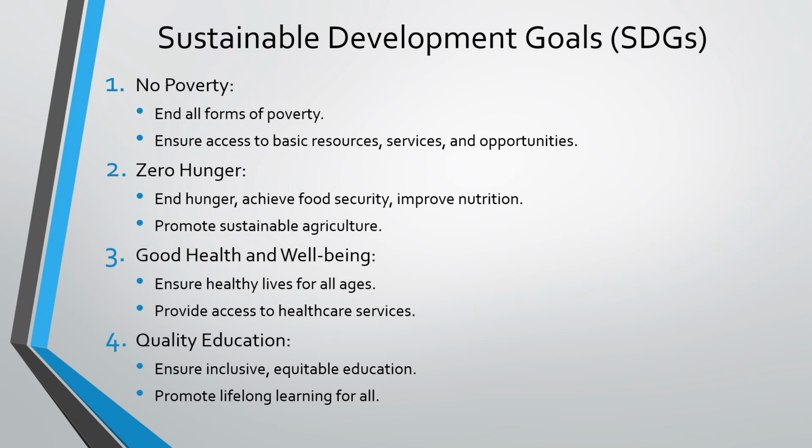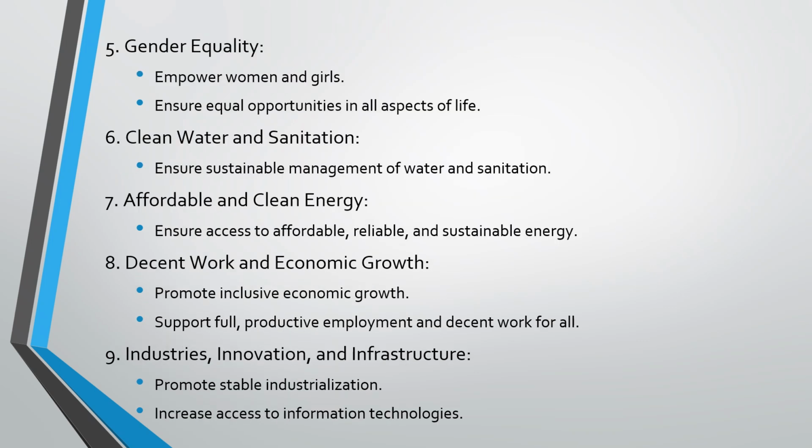Then good health. Third, SDG 3 is good health and well-being, which is to ensure healthy lives for all ages and to provide access to healthcare services. The fourth SDG is quality education, ensure inclusive, equitable education, promote lifelong learning for all. SDG 5 is gender equality, which means empower women and girls, education for women and girls, ensure equal opportunities for all aspects of life.